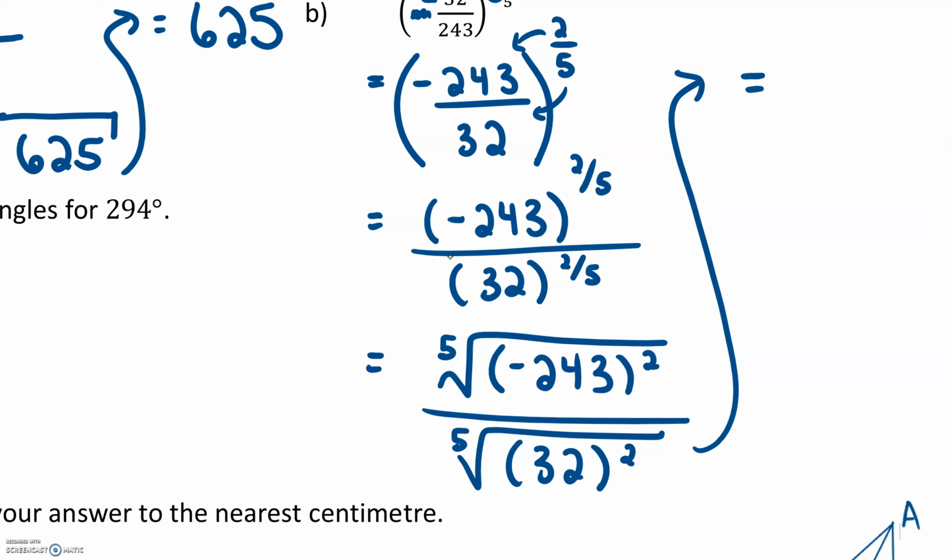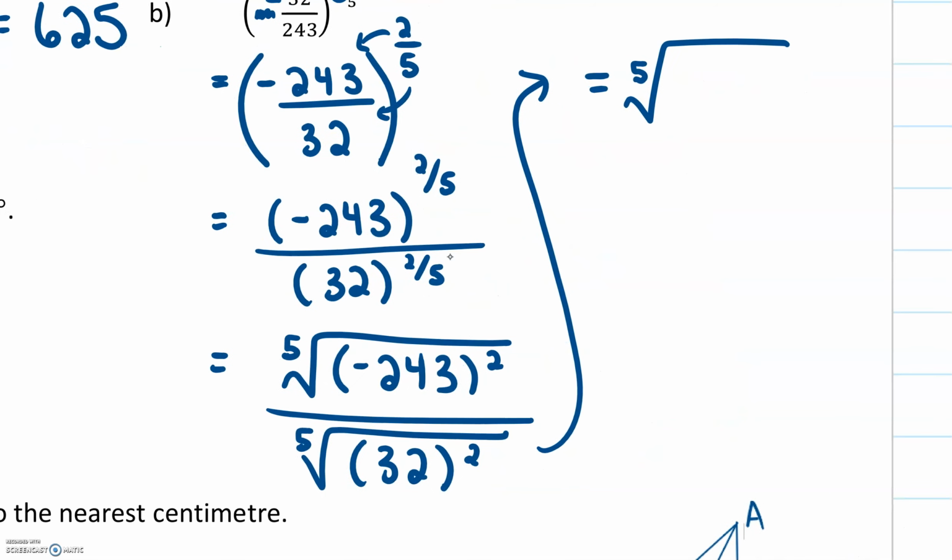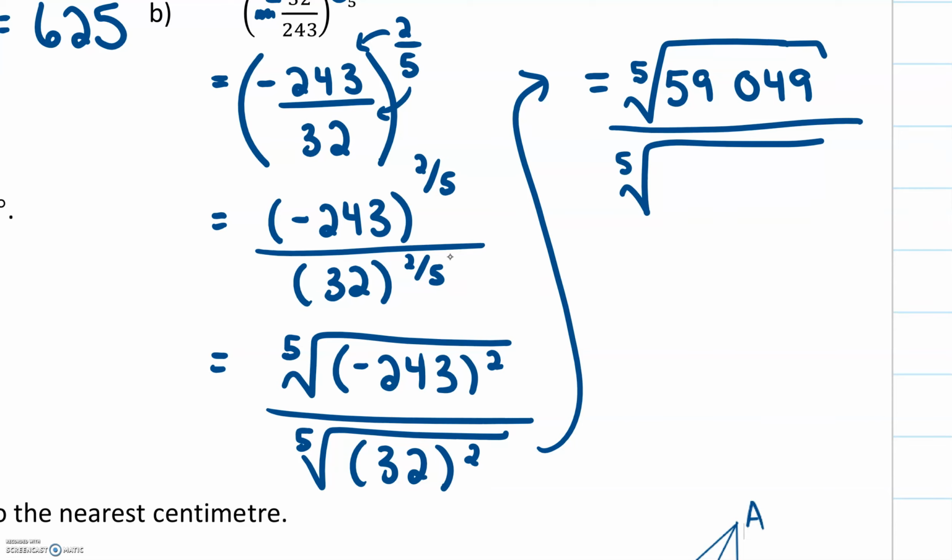So when I do negative 243 to the power of 2, I know it's going to give me a positive number because it's multiplying a negative times a negative. So we've got 59,049, all that divided by the 5th root of 32 to the power of 2. 32 to the power of 2 is 1,024. And now you just evaluate the 5th root. If I do the 5th root of 59,049, it gives me 9. And if I do the 5th root of 1,024, it gives me 4. So 9 over 4 is the answer here.